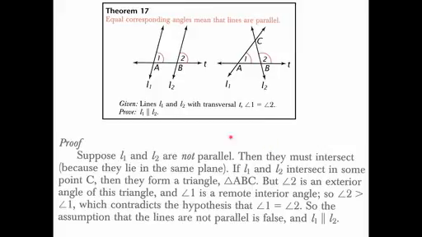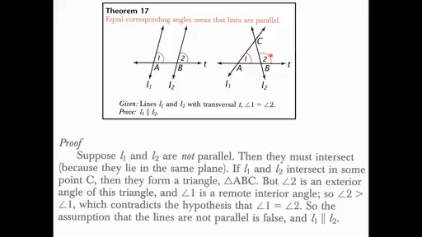Right. Let's take a look at this proof. So suppose they are not parallel. Then they must intersect because they're in the same plane. If they intersect in a point C up here, then they form triangle ABC. But angle 2 is an exterior angle, and therefore it's greater than angle 1, because an exterior angle is greater than a remote interior angle.